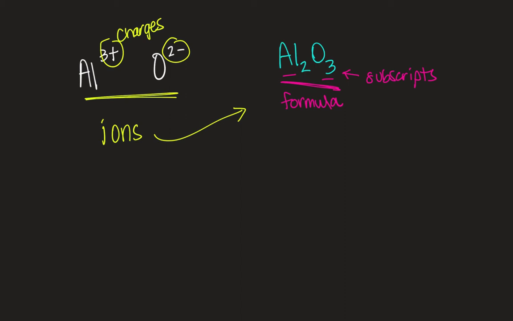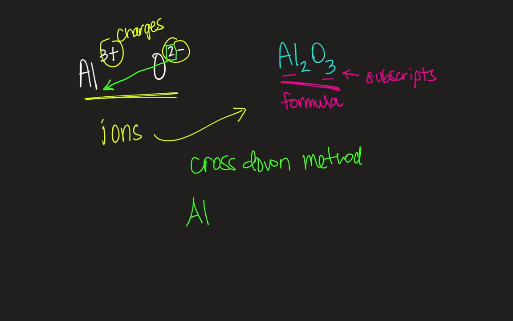So a shortcut is called the cross-down method. You don't have to use this, but it will work. Okay, and then I'll show you why it works. So cross-down method, we're taking the value of the charge from your negative ion and you're making it the subscript for the metal, okay? So that's going to give us Al2.